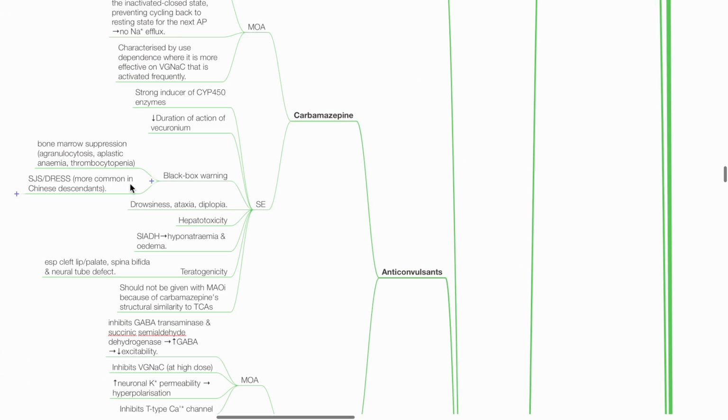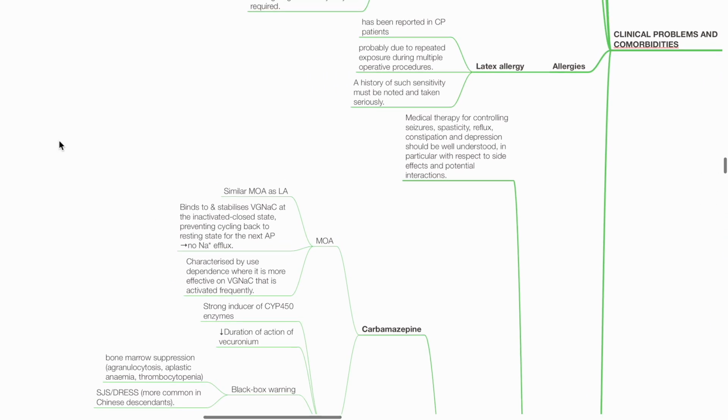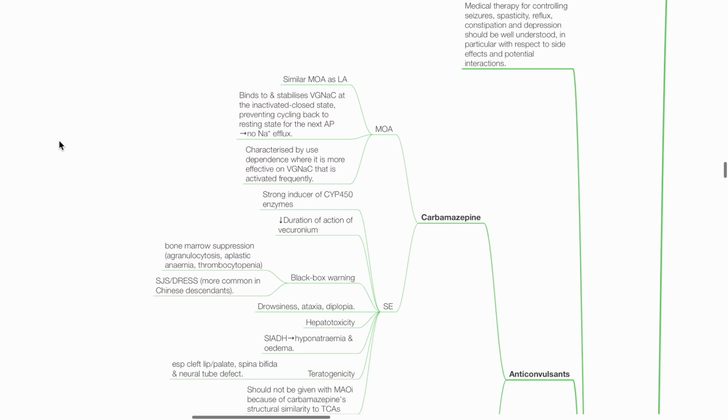Medications. Medical therapy for controlling seizures, spasticity, GE reflux, constipation, and depression should be well understood, in particular with respect to adverse effects and potential interaction with anesthetic medications. Anticonvulsants. Carbamazepine. Mechanism of action is similar to local anesthetics, whereby it binds to voltage-gated sodium channels at the inactivated closed state, preventing cycling back to the resting state for the next action potential, leading to absence of sodium influx.